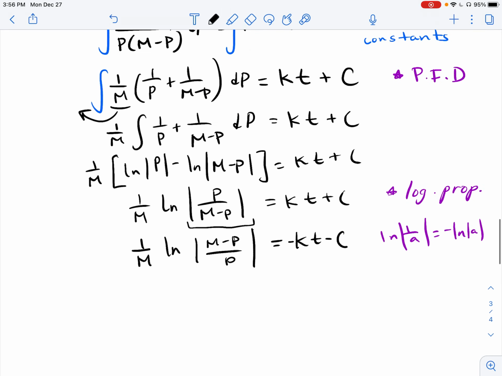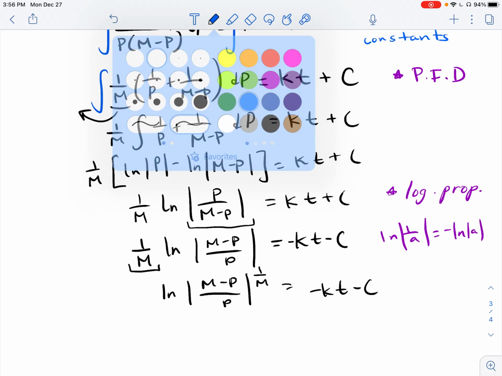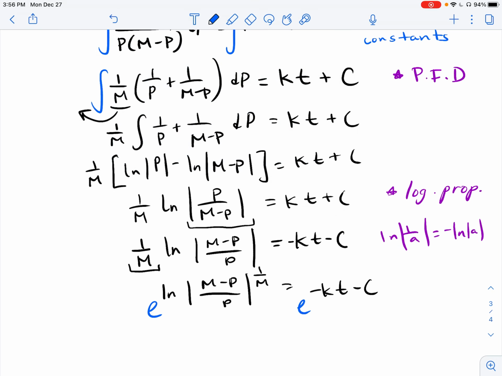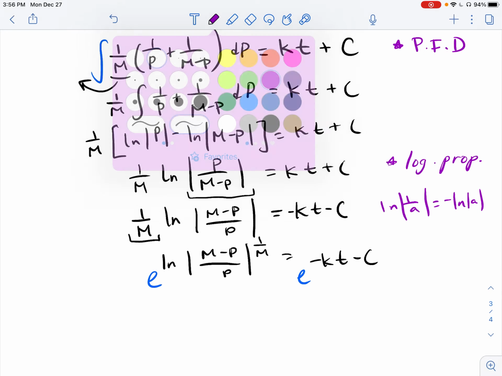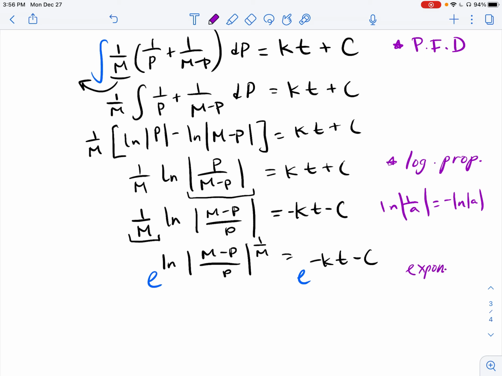Now that we have all that, I can now move this coefficient here and rewrite it as a power of our argument. So natural log of m minus p over p, all of this to the 1 over m power. And this is equal to negative kt minus c again. Now, I'm going to exponentiate both sides. I'm going to rewrite these so that they are the powers of e, okay? And we know that again, after we've exponentiated, so we know exponentiate.